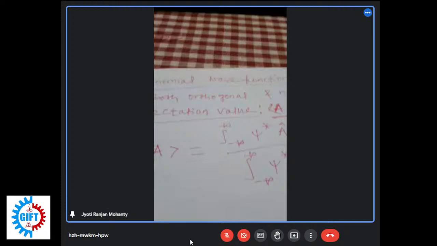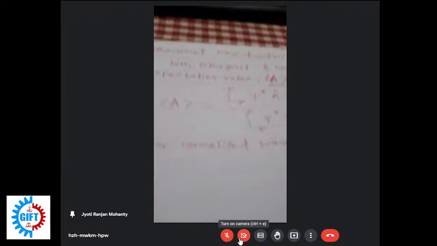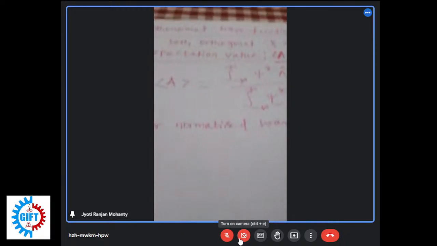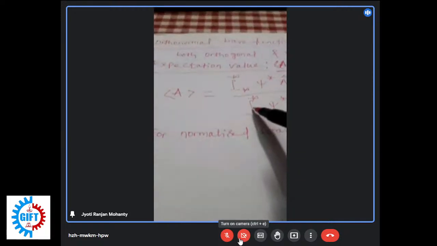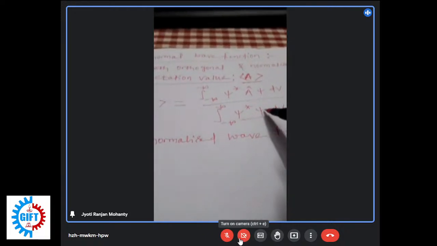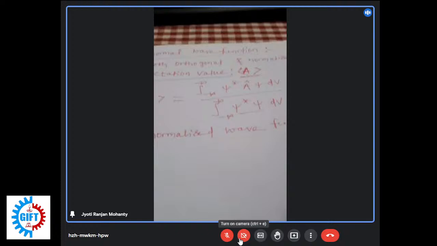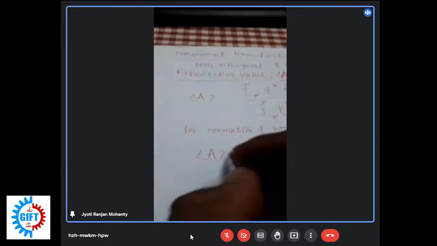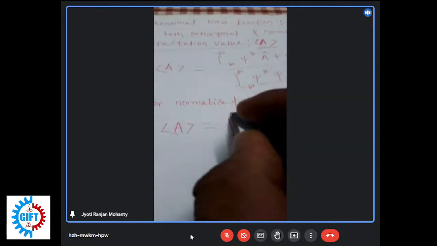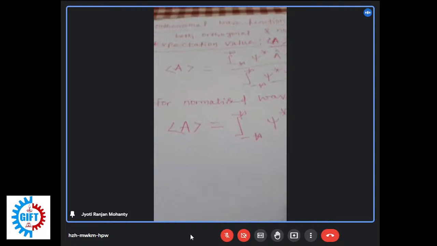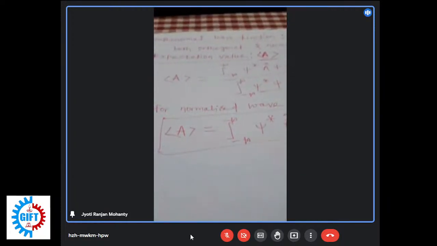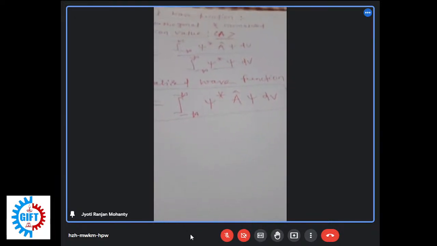Understood or not? For a normalized wave function, so far as your syllabus is concerned, the wave function should be normalized. If the wave function is normalized, what will be your denominator? The denominator will be 1, because if you multiply psi star with psi and integrate, that gives you 1. For a normalized wave function, the expectation value of A is equal to the integration from minus infinity to plus infinity of psi star A cap psi into dV. So you have to remember the formula.